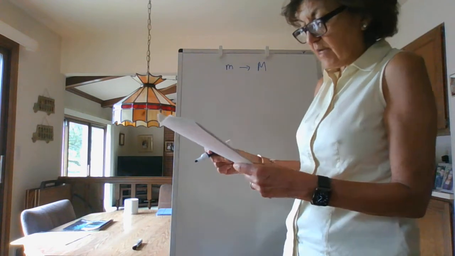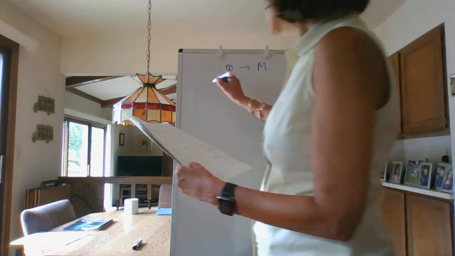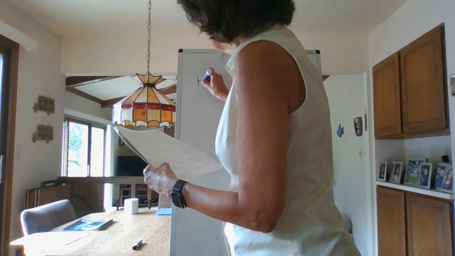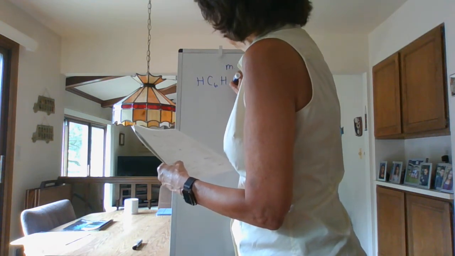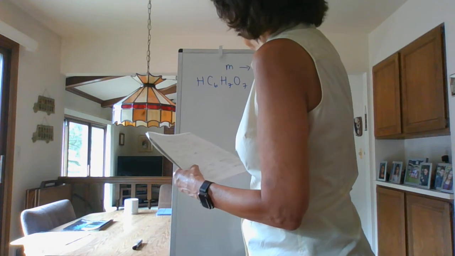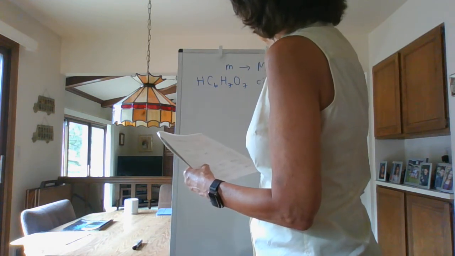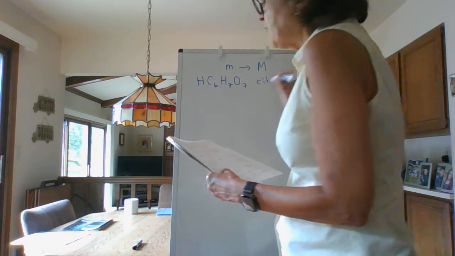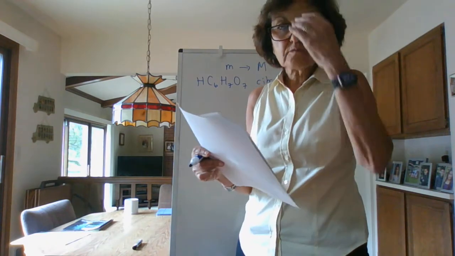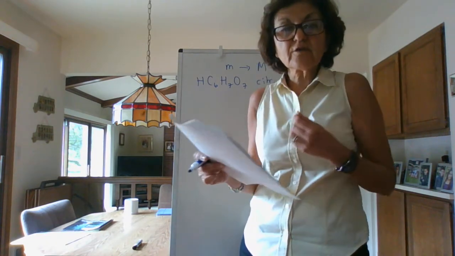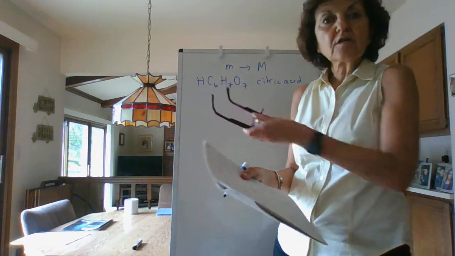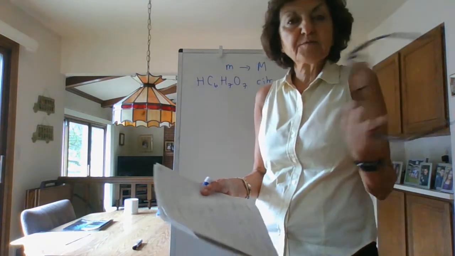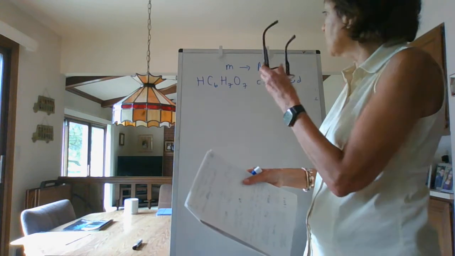All right, so here's the problem. We have citric acid. Citric acid is HC6H7O7. For those of you who will at some point take biochemistry, you may have heard of the citric acid cycle or the Krebs cycle. This is the first product in the Krebs cycle or citric acid cycle, citric acid.